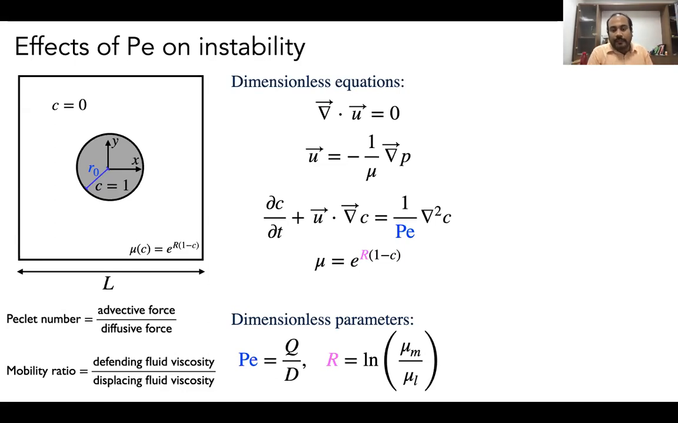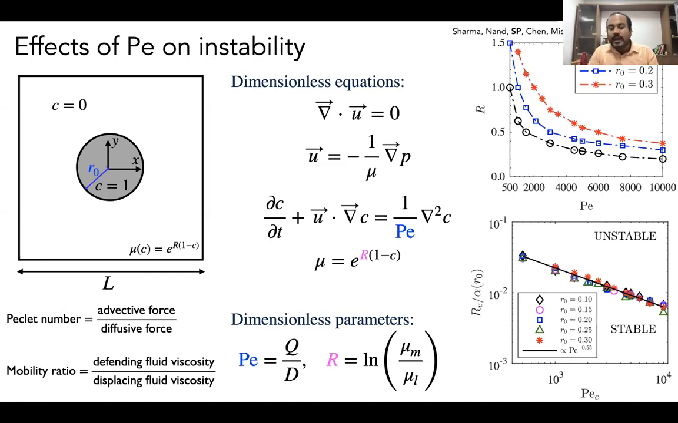So we see there are two dimensionless parameters. One is the Peclet number, Pe, written in blue, that quantifies the relative effect of advective force to diffusive force. And there is another parameter R, which we call the mobility ratio or the log mobility ratio, that tells the relative viscosity of the defending fluid to the displacing fluid. Since the Peclet number appears in any advection-diffusion driven flow, we first wanted to understand how it affects the general flow patterns in the radial direction.